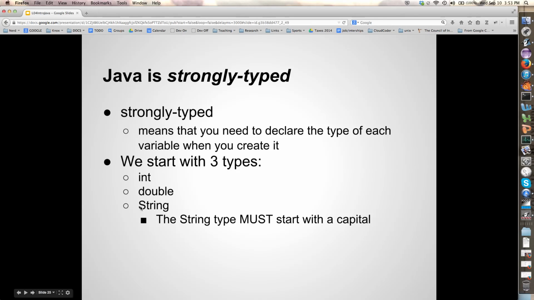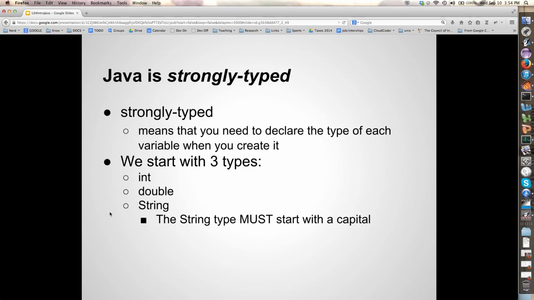String is what's called a reference type, as I mentioned. It needs to start with an uppercase letter. If you do string with a lowercase s, Java's not going to understand what you mean. This is a really important point to keep in mind. Java is what's called a case-sensitive language, which means that the capitalization of the letters matters. String with a capital S is not the same as string with a lowercase s.